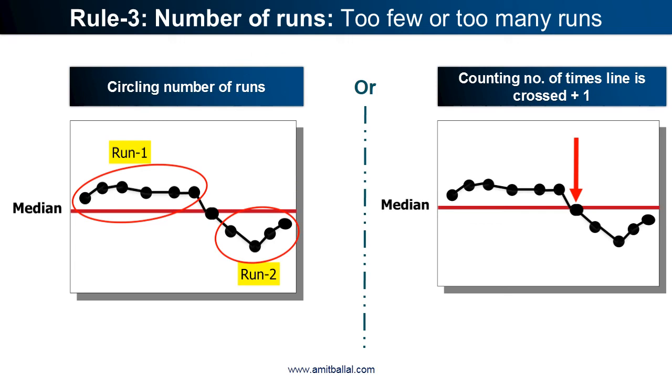In this example, the line is crossed only one time, shown with red arrow. If we add 1 to this number, we get 2. Hence the number of total runs is 2.